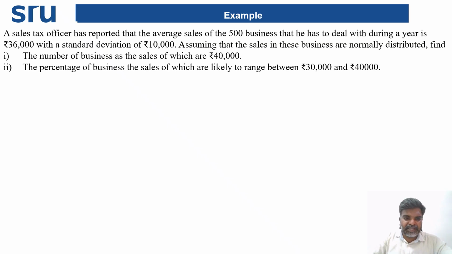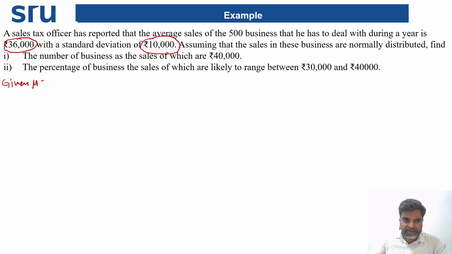Now you can see another example here. A sales tax officer report. Okay, what is the report? Is the report saying that for 500 businesses he is getting average income, that is 36,000, with a standard deviation of 10,000? So we can write down the given values first.